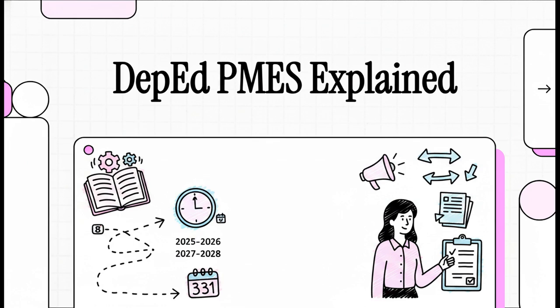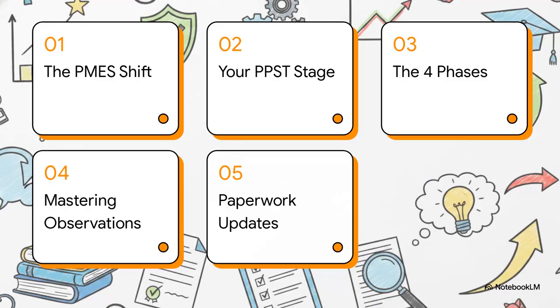We're going to transform this memorandum into a simple chronological journey so you know exactly what's coming. Here's a quick look at our agenda for today. We'll briefly cover the PMS shift, figure out your specific PPST stage, walk through the 4 performance phases, break down how to master your classroom observations, and finally, look at how we're doing reviews without all that extra paperwork.